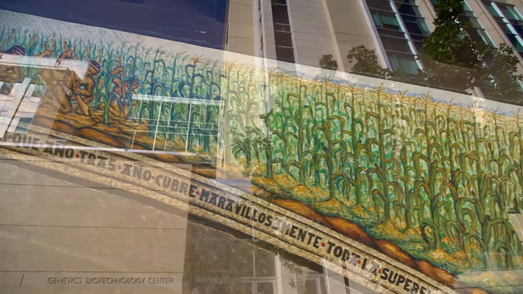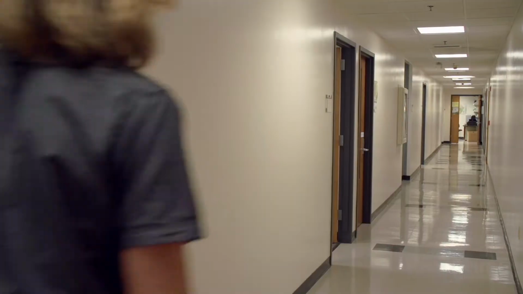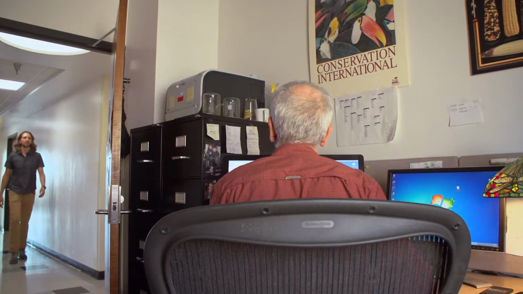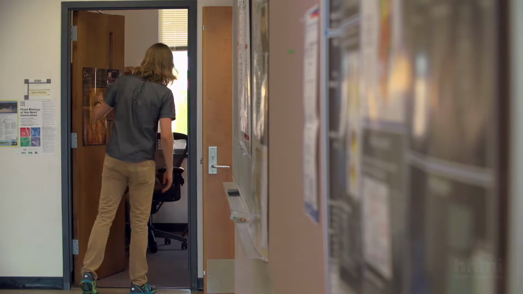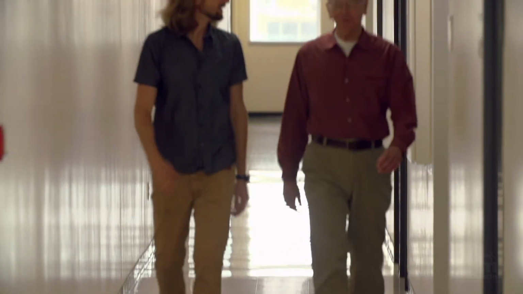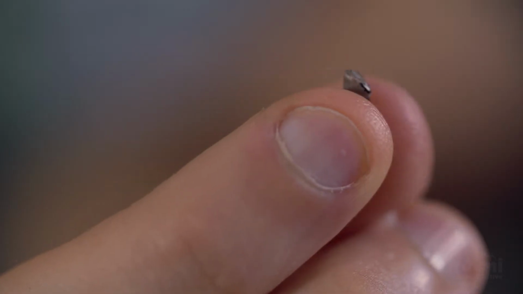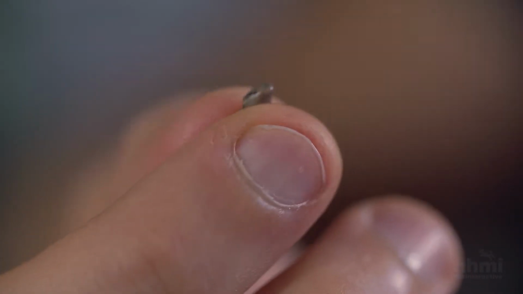But how was teosinte transformed into maize? Back in Dr. Doebley's lab in Wisconsin, I learned about the genetic changes involved. One of the main differences between teosinte and maize is that the teosinte seeds are encased in this really hard fruit case that makes it really difficult to eat. So clearly that's something that had to change.